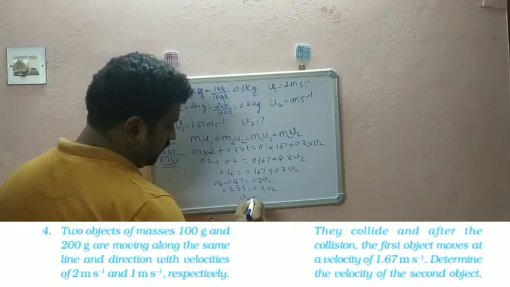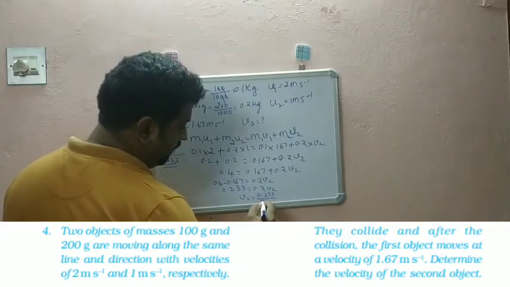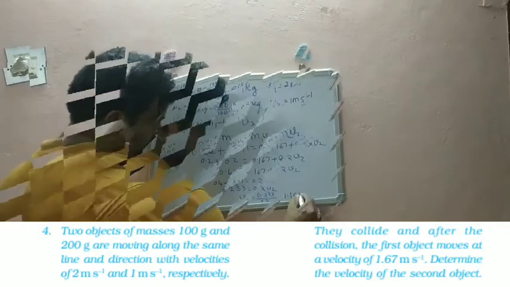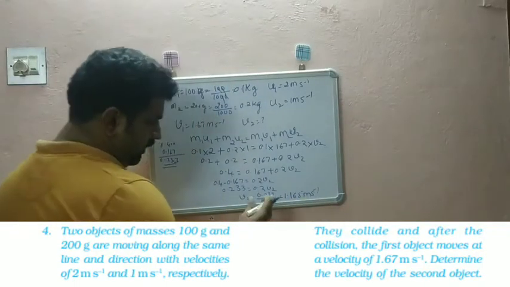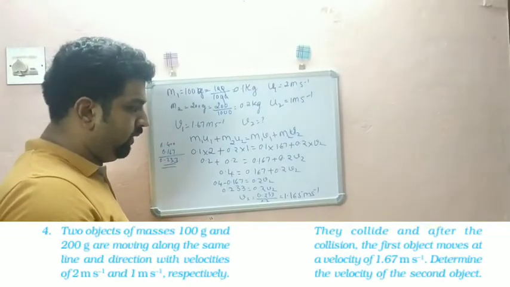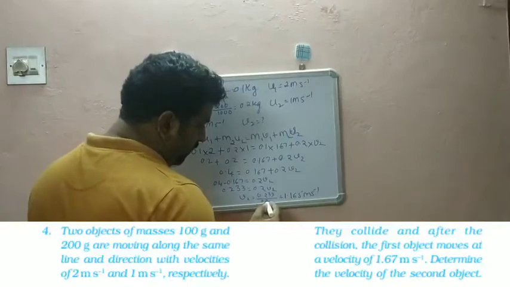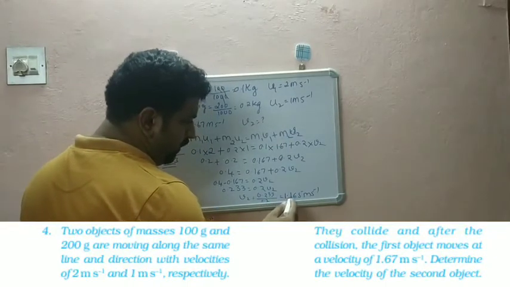So V2 is equal to 0.233 divided by 0.2. Do this division part and see how it works. So just 0.233 divided by 0.2, we'll get the answer 1.165.